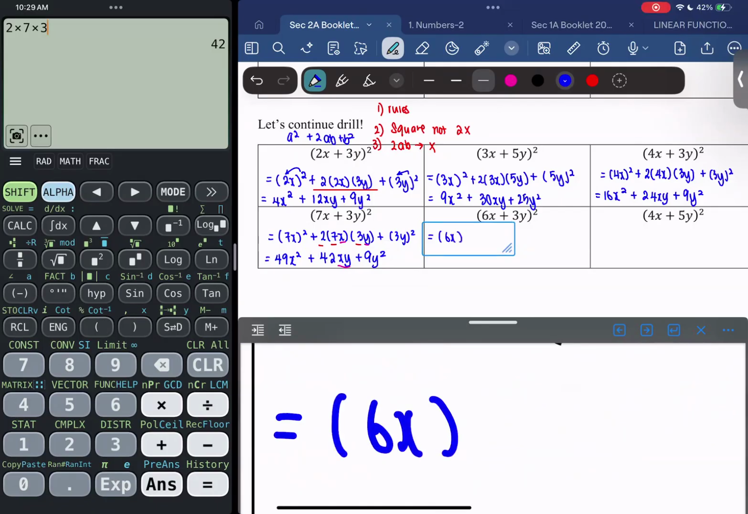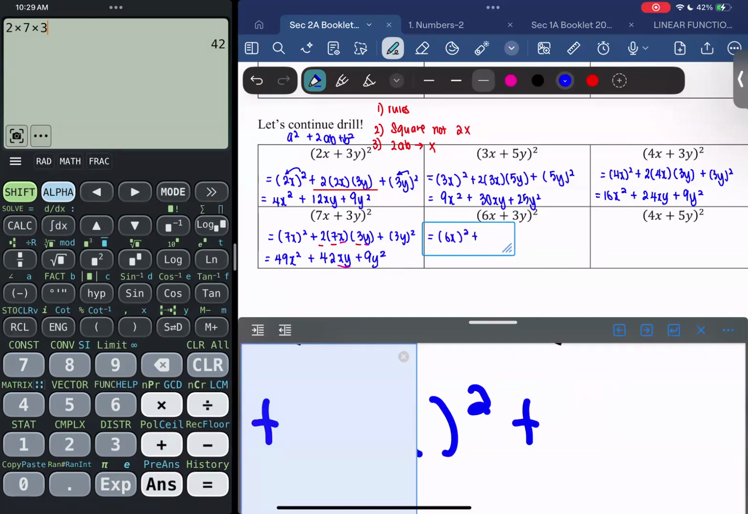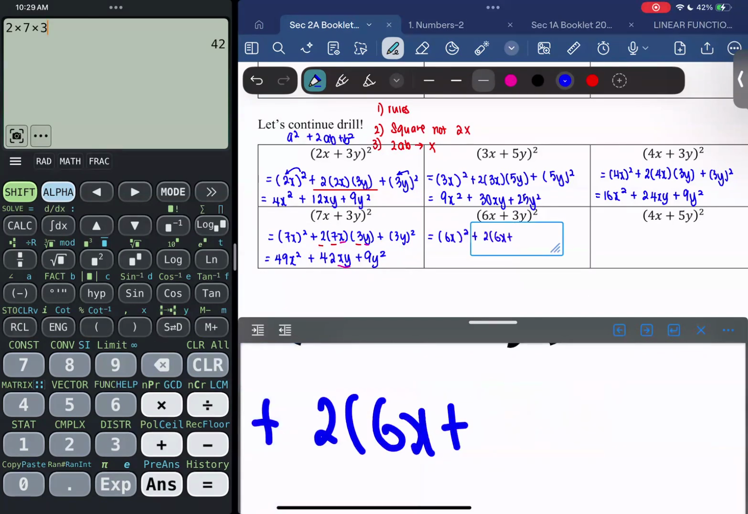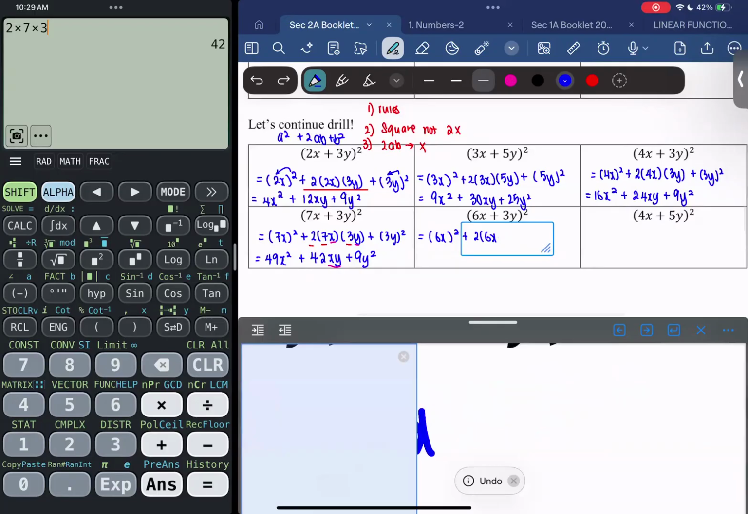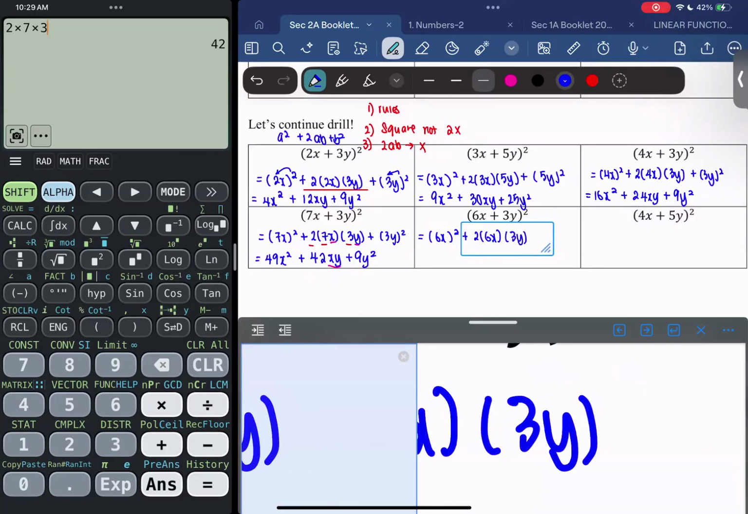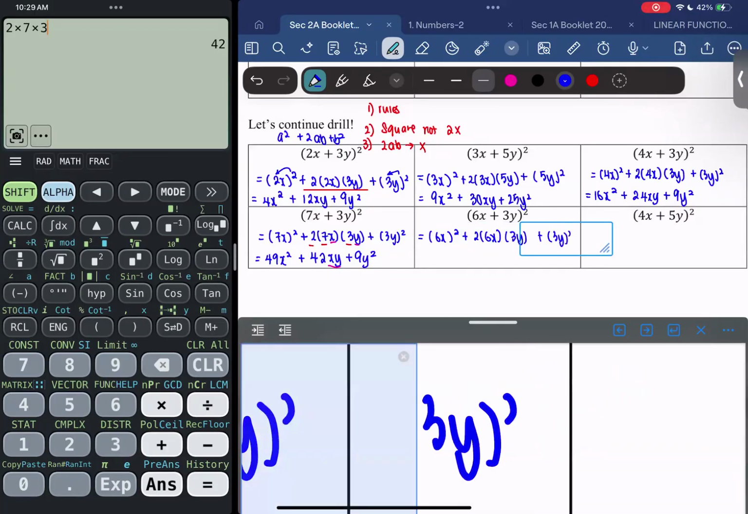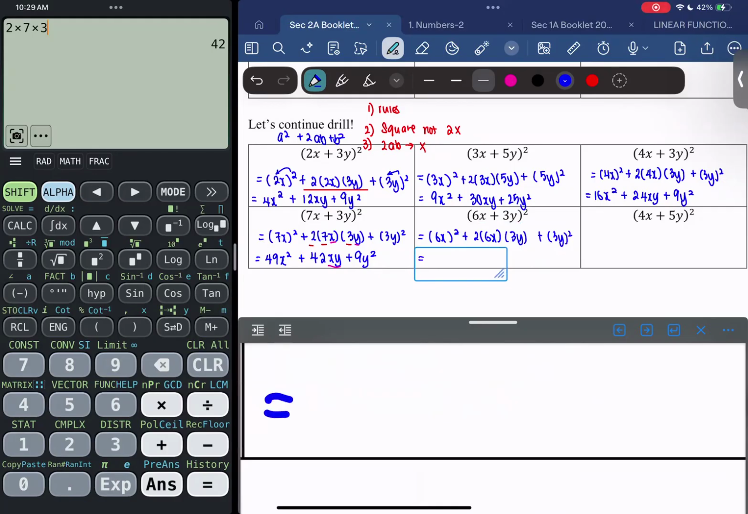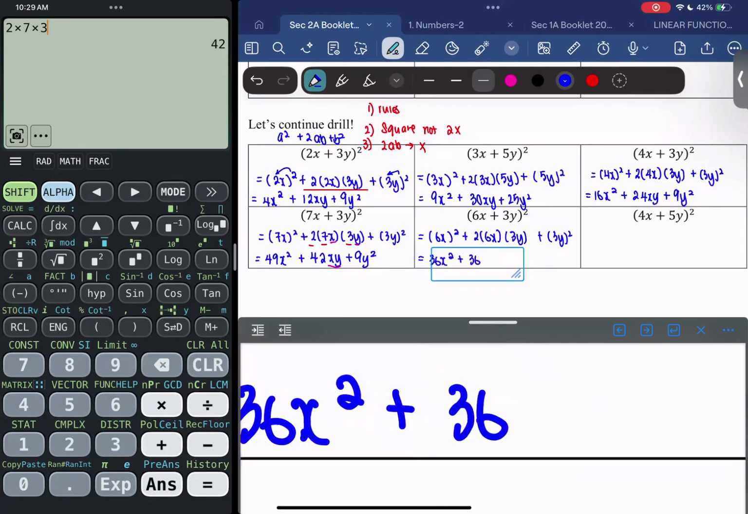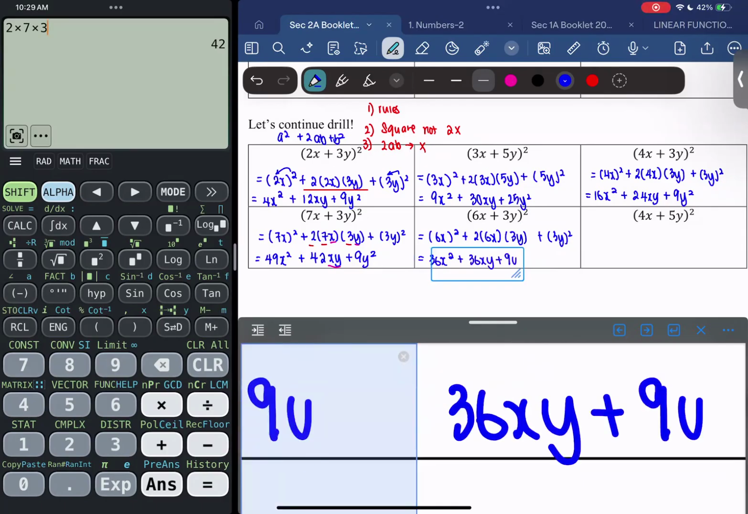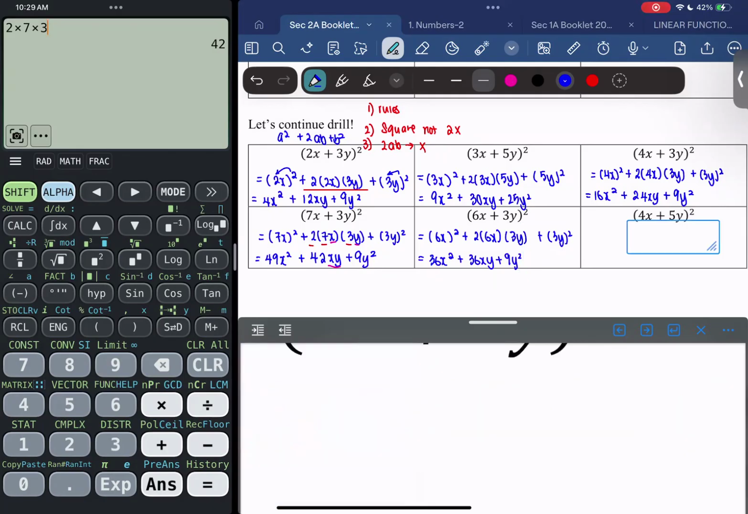6x squared plus 2 times 6x times 3y plus 3y to the power of 2. And then it will be 36x squared plus 36xy plus 9y to the power of 2. Yeah, very good. Next one, Afifa.